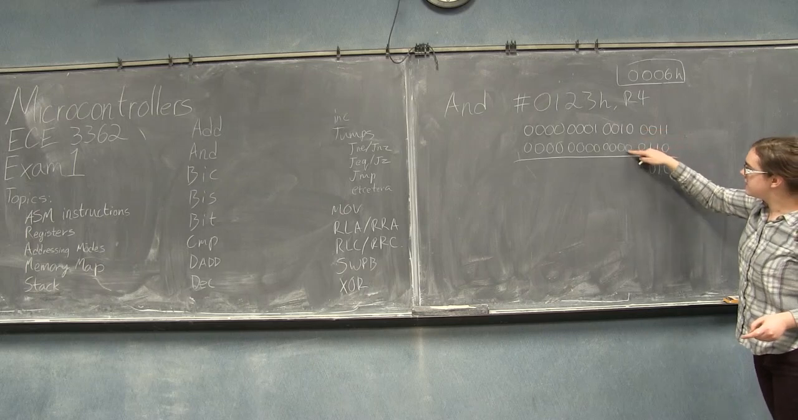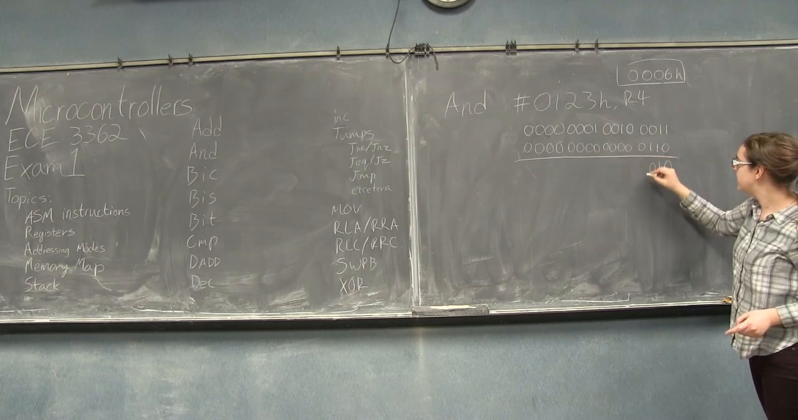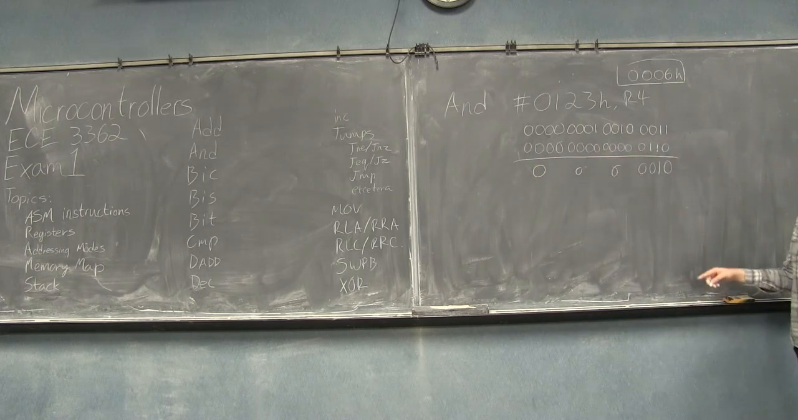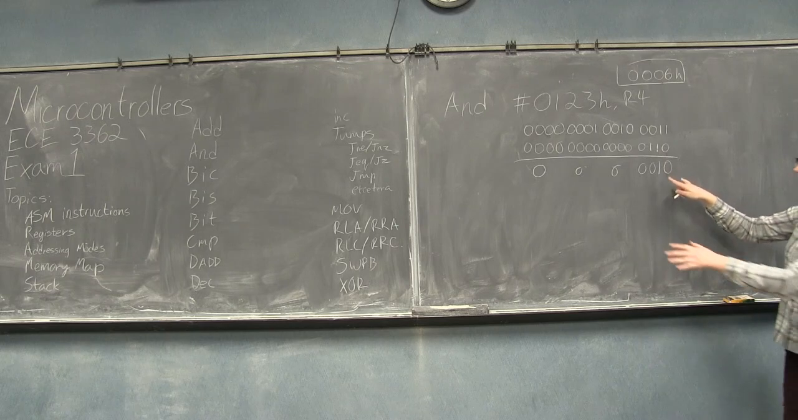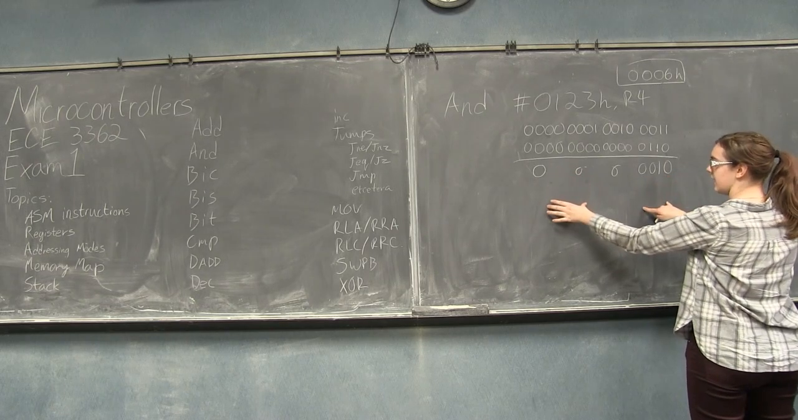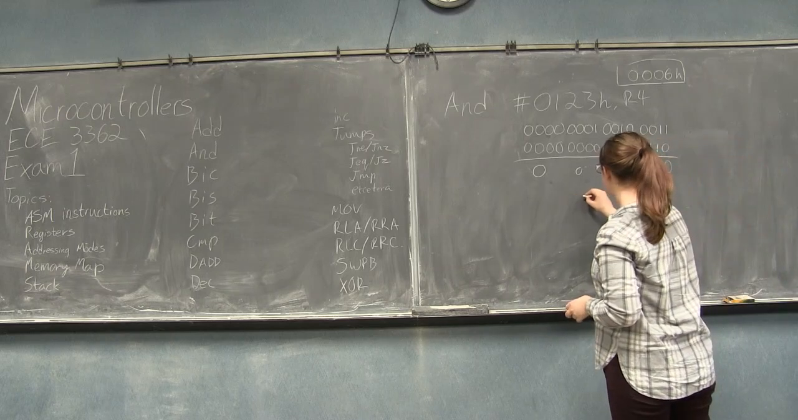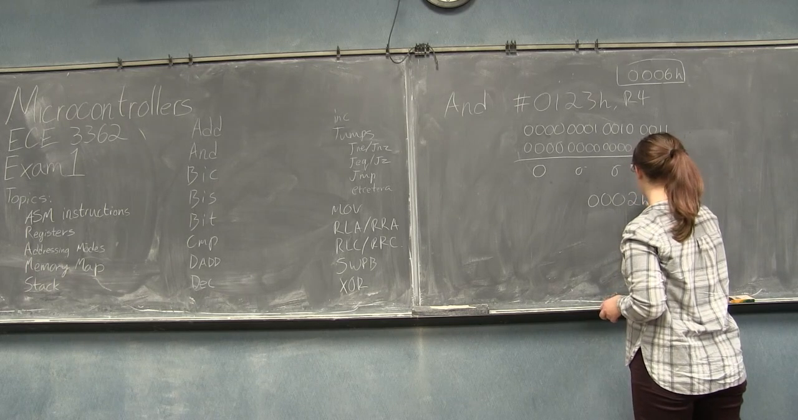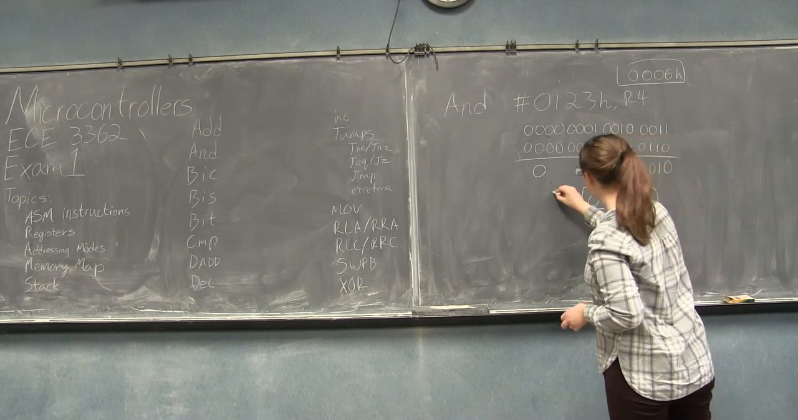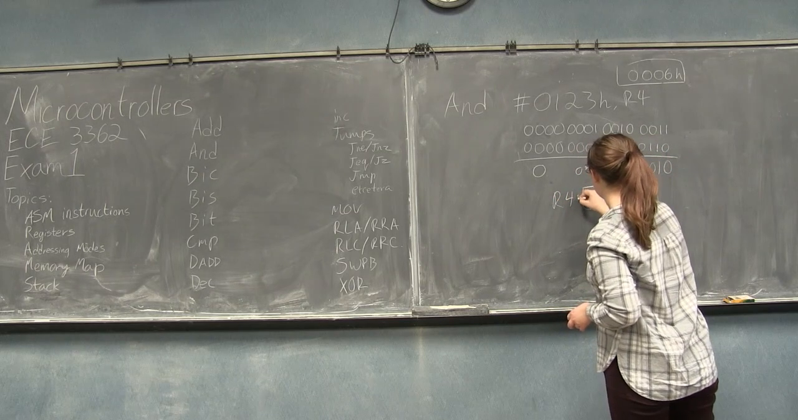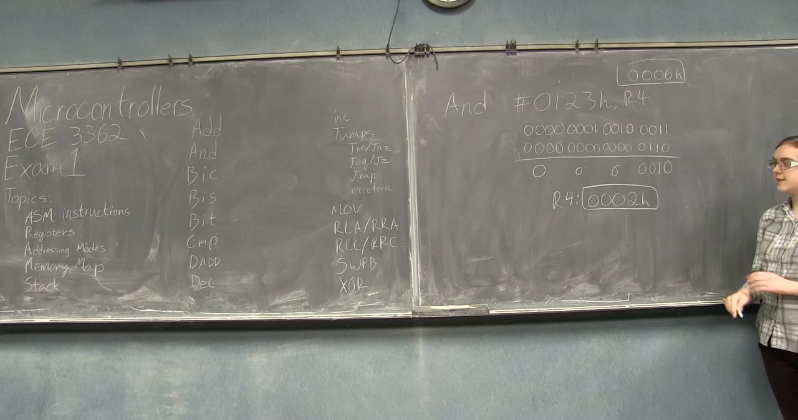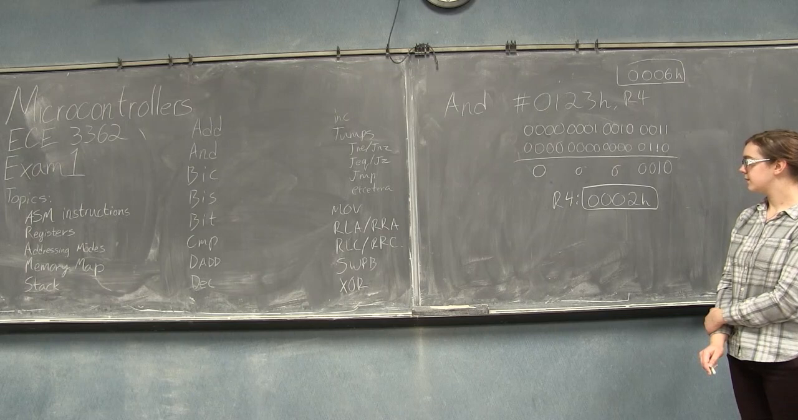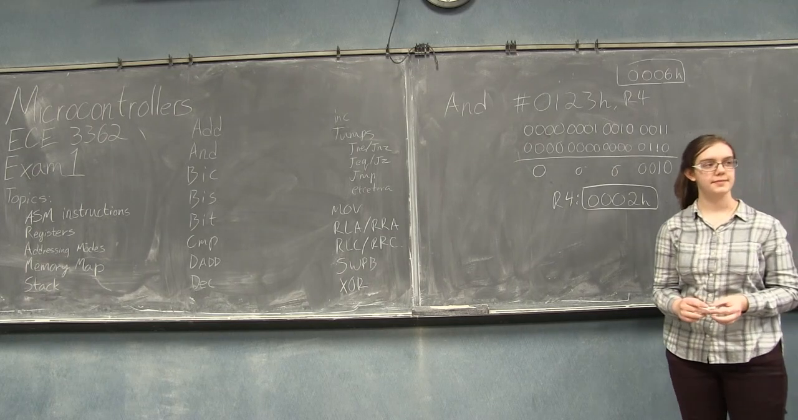Yeah. And all of these are going to be zeros and ones, so we know that all the rest of these are going to be 0. And so then we take this answer and we convert it back into hexadecimal. And we know that this is the contents of R4 after this instruction completes. Any questions?